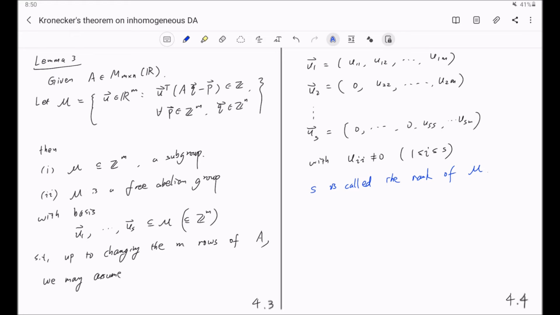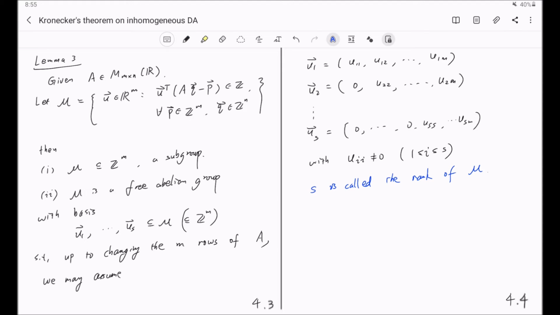So this lemma 3 tells you that this set, which encodes the information of this Diophantine object, is a free abelian group which has a basis like this, up to changing the m rows of this matrix A. And this might also justify why we use the letter U, because this looks like an upper triangular matrix. Okay, now let's prove this.